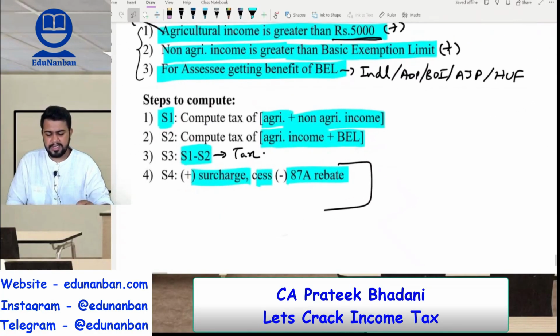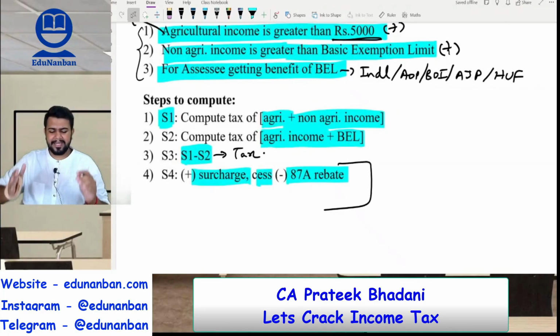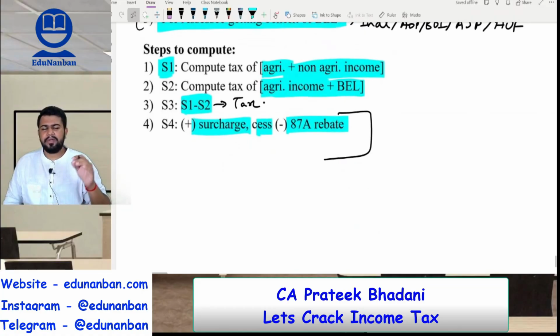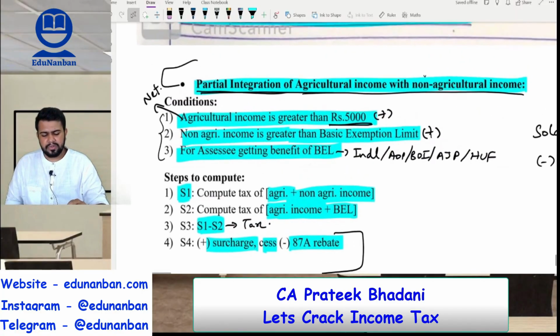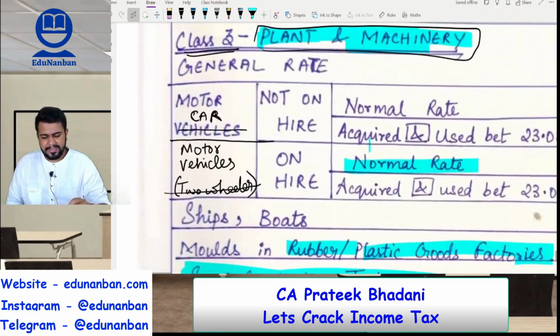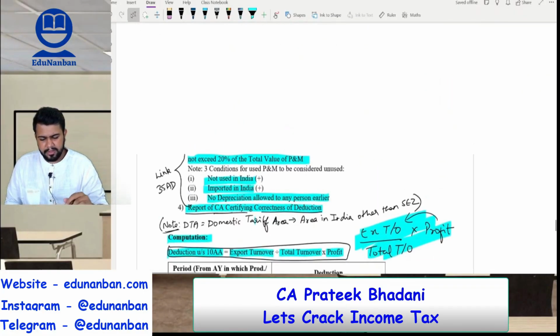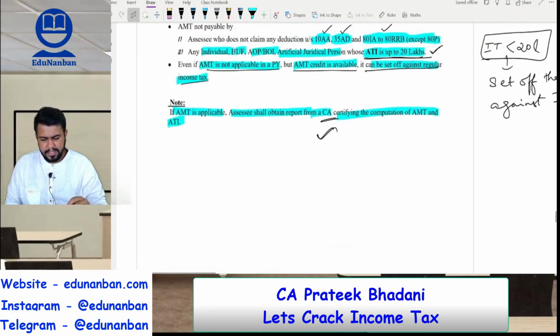How to do partial integration? Step number 1, compute the tax of agriculture income plus non-agricultural income. Step number 2, compute the tax of agricultural income plus basic exemption limit. Okay. Step number 3, the total tax is equal to step 1 minus step 2. And then step number 4, you should add the surcharge, education cess or reduce the 87A rebate if any. Okay. So like this you should do partial integration. So with this, agricultural income comes to an end. Now let us discuss the final concept, that is the concept of alternate minimum tax, AMT.